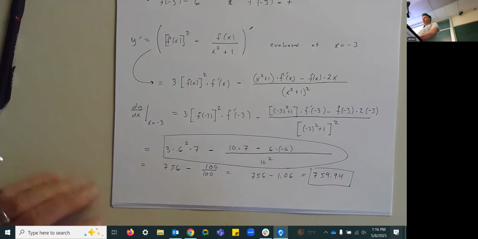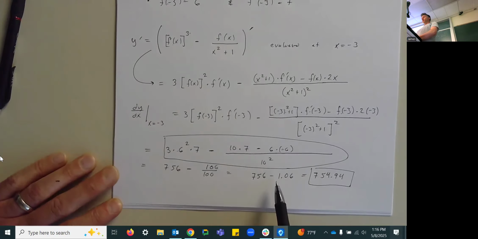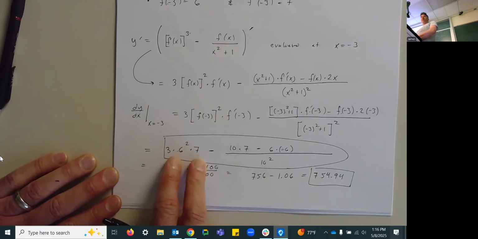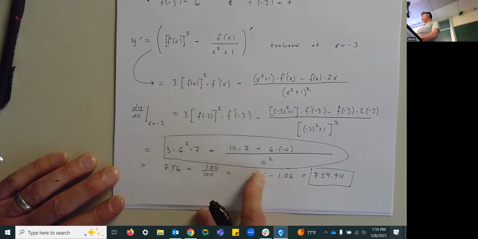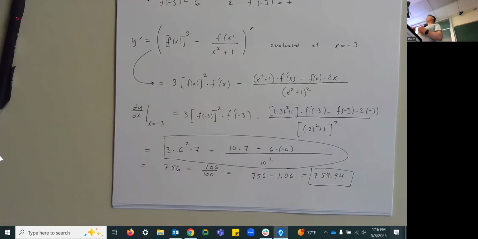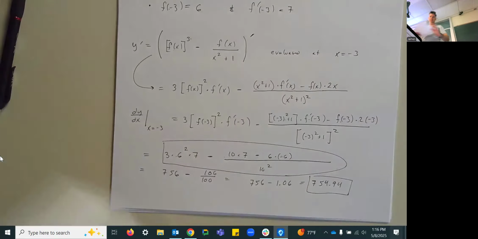Type in this gross thing here and let WeBWorK do the simplifying for you. Now, I would say if I was typing this in, I would probably write it as like 21 times 36 minus 70 plus 36 over 100, right? It's much easier to type in 70 minus 30 plus 36 over 100 than 10 times 7 minus 6 times -6 over 10 squared, right? Do the little simplifications that are easy so you don't have to type in really, really gross things. That's my opinion.